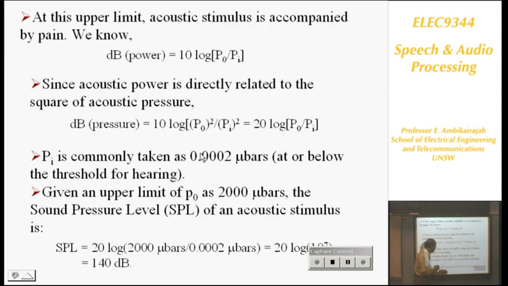So you can actually calculate the maximum sound pressure level in dB you can have, okay? dB power is 10 log P output over P input, and in our case P output is 2,000 microbar, and P input is the minimum input you can have. If you work it out, it is 140 dB with respect to the minimum. The maximum your ear can handle is about 140 dB. Anything above that is the threshold of pain. That's what we call 140 dB sound pressure level.